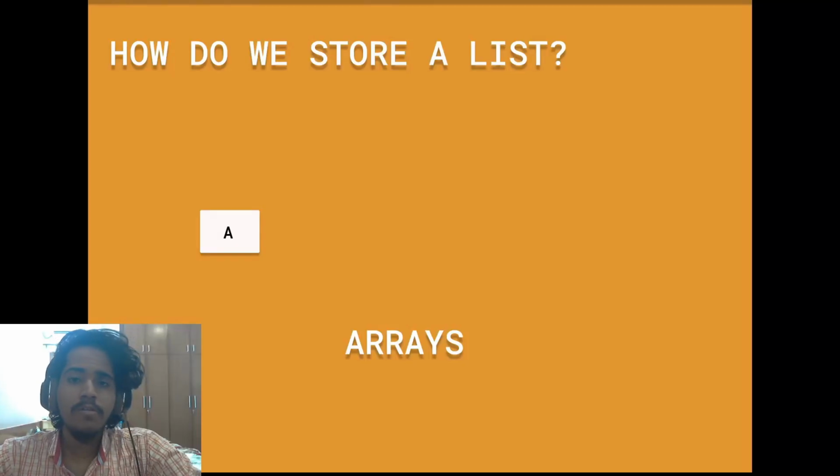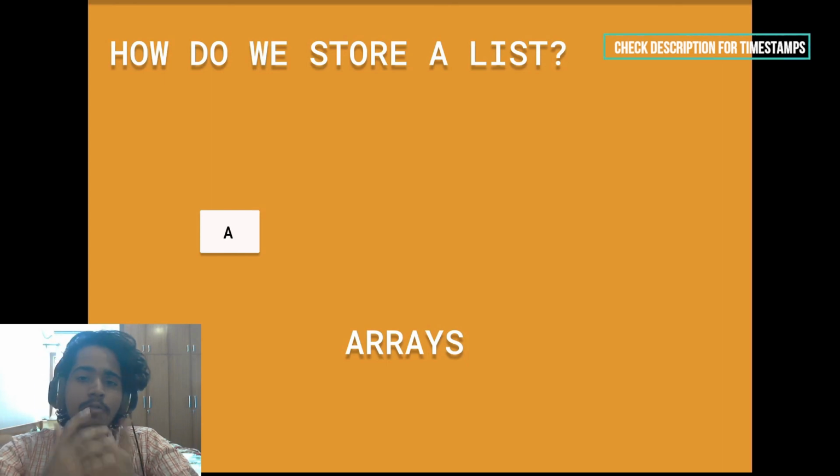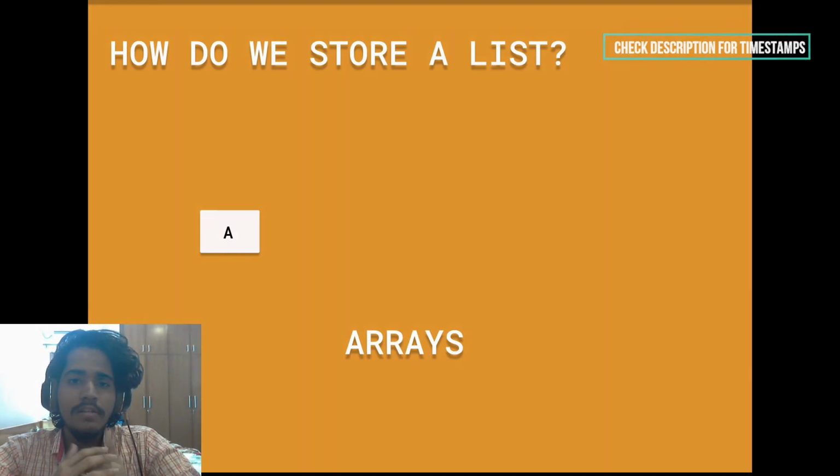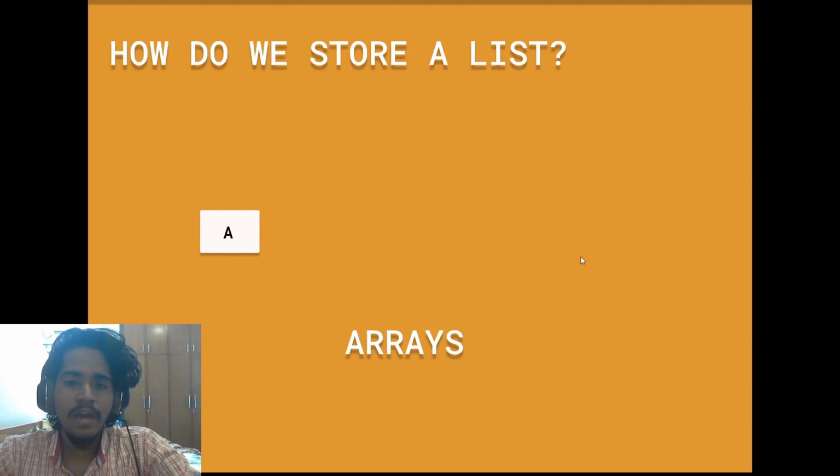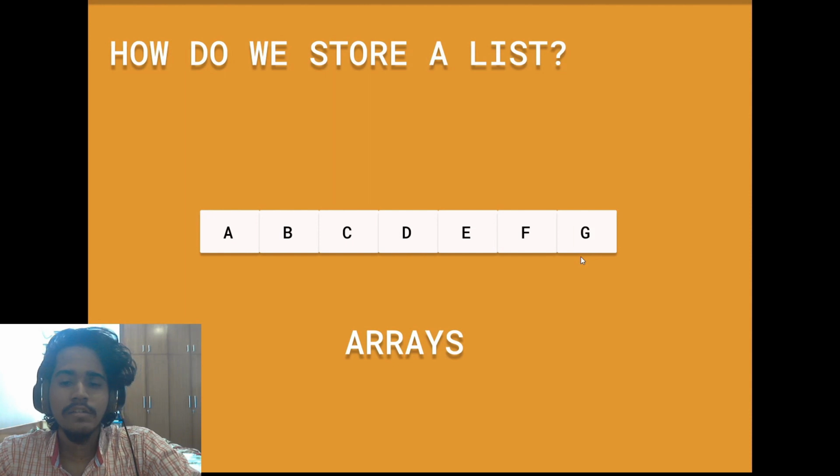Before we move on to looking at what linked lists are, we'll have to know how we store a list. A list is a set of continuous objects which are stored at contiguous locations. For example, an array can be a list. As you can see here, we have A, B, C, D, E, F and G. These are blocks of data which are stored at contiguous locations.